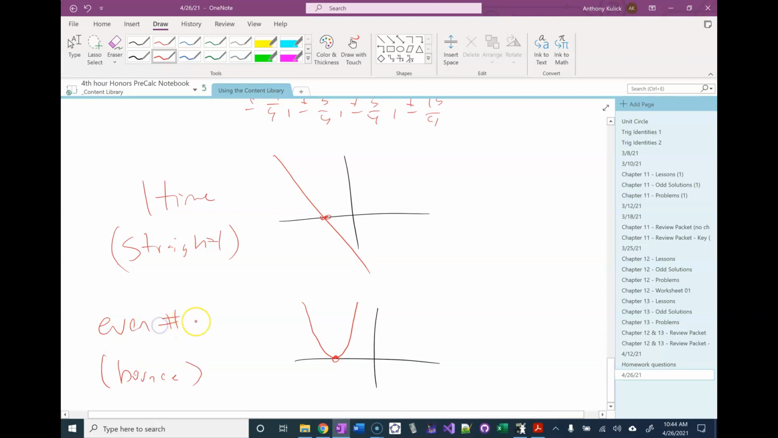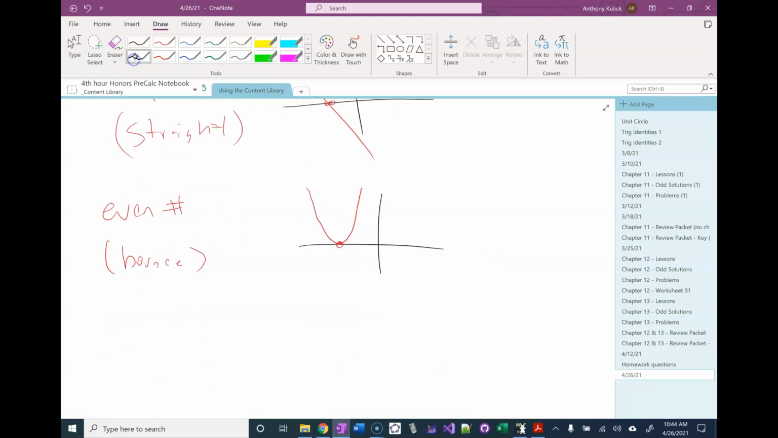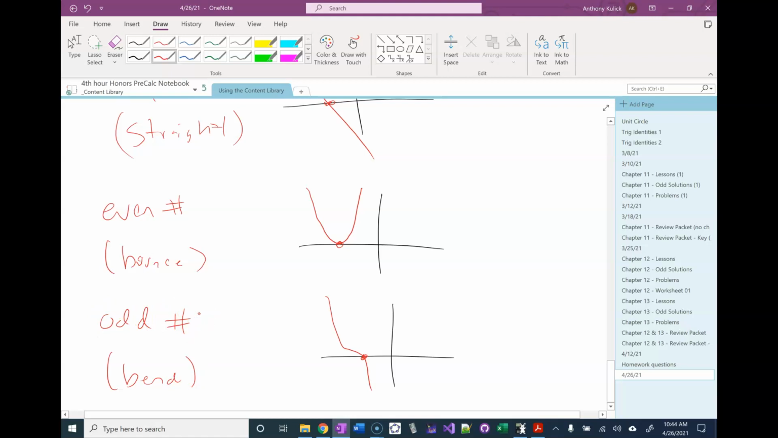This is used an even number of times, so 2 times, 4 times, 6 times. And the other possibility is we have something like this. This is called a bend. And this would be used an odd number of times, so 3, 5, 7, etc. Is that okay, Soph?